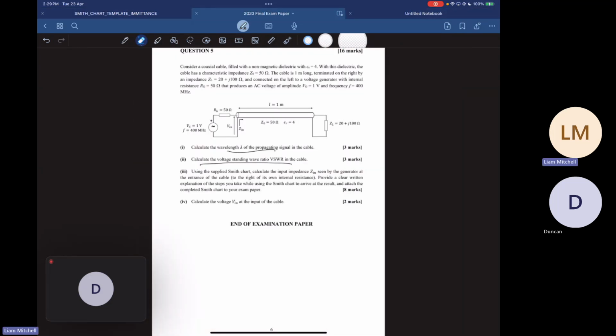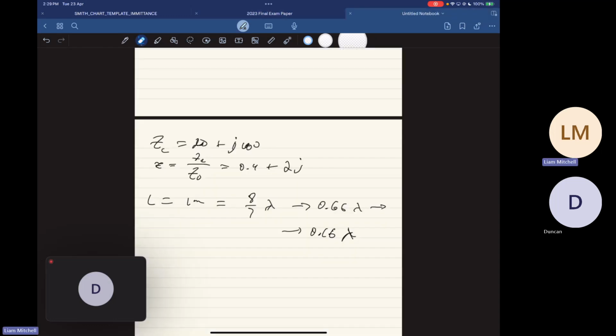And then the question asks you to find the input impedance of the generator, seen by the generator. And this impedance, Z in, is going to be 0.3 minus 1.58 j, which corresponds to 15 minus 79 j ohms. And that's the impedance on the input of the cable, basically.